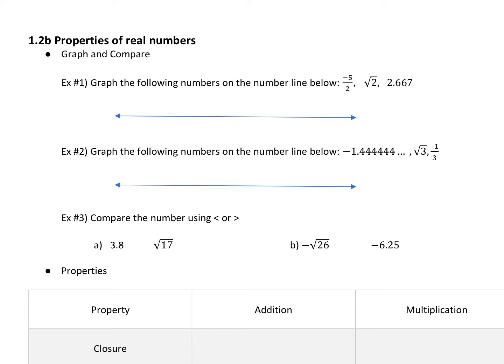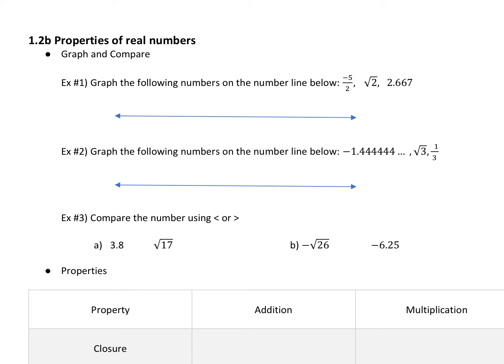So first thing we're going to do before we talk about those properties is just take a look at a number line and just get some number sense, right? We need to understand what the value of a number is. So the first thing we're going to do is a little bit of graphing on a number line. We're going to do this first one together, and then I'm going to have you try the second one on your own or with a neighbor and see how you do.